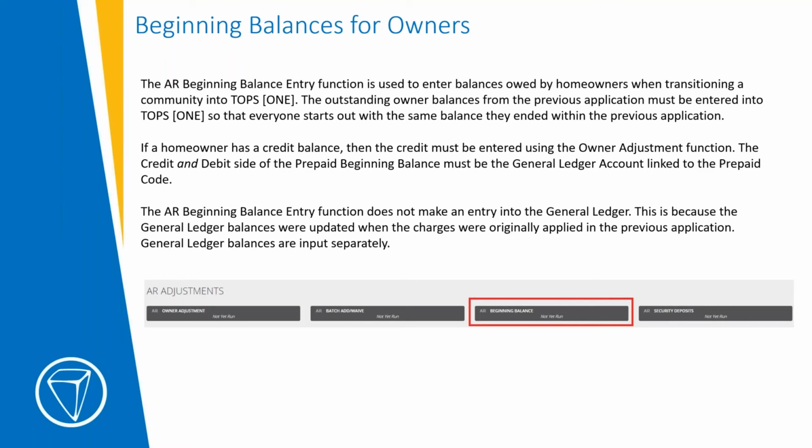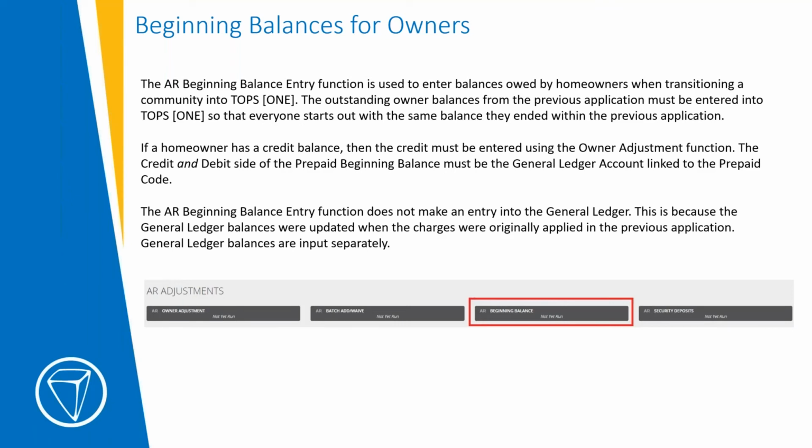Again, to get those entries in the system, the beginning balance does not hit the general ledger, and you don't want it to, because you're also going to do a journal entry to get the beginning balances of the GL accounts into the system. And part of those GL entries will be the accounts receivable, and you don't want to double post the GL by doing that journal entry and then adding owner balances here that will also hit the GL. So beginning balances in TOPS do not hit the general ledger. Again, if you're doing the prepaid and you go into the owner adjustment function, the debit and credit account will be the same, which will wash the general ledger.